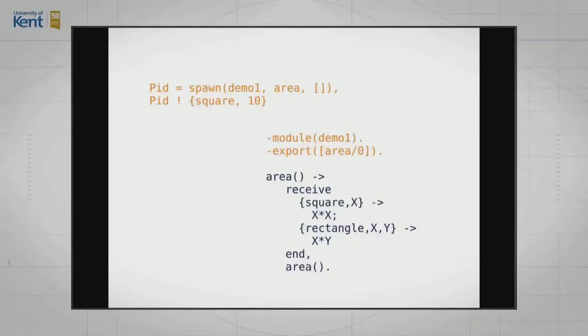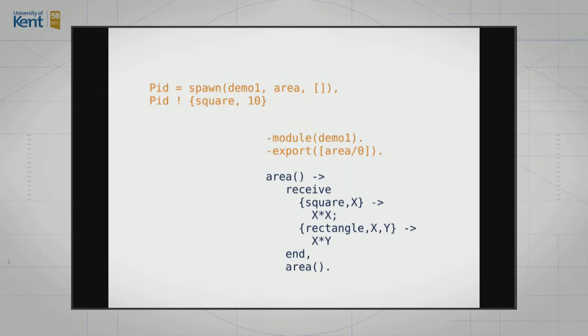So how do we call all that stuff? Well, we need to create a process. That's done with a primitive called spawn, and then we need to send messages to the process, and that's done with a primitive called send. Send is written with an exclamation mark. So to activate that process and get it to do something, we'll say PID is spawn demo1 area nil, and then we'll say PID bang square of 10.